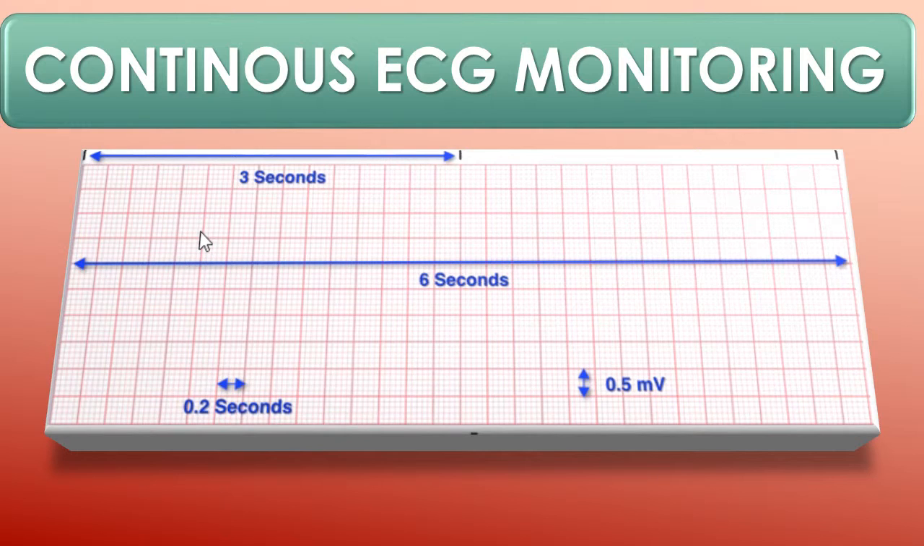A large block this size equals 0.2 seconds. One large block is 0.2 seconds. So 5 of these equal a second. 15 of them equal 3 seconds. 30 of them equal 6 seconds. So that's how time is measured on that graph paper.